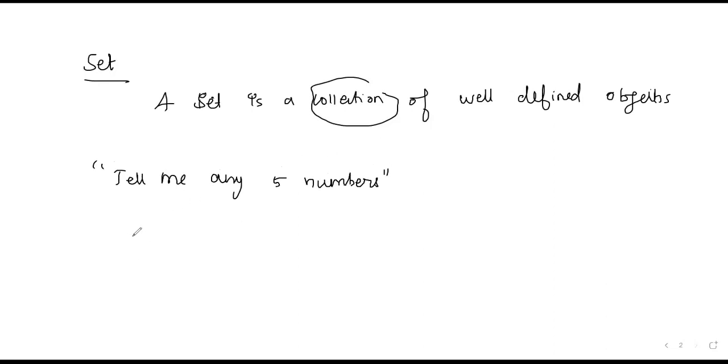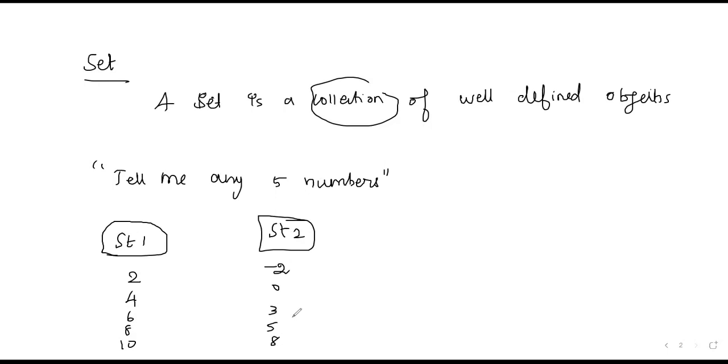Got it? Okay. The student one, I am marking it to be ST1 and student two to be ST2. He says some five numbers like 2, 4, 6, 8, and 10. And another student says -2, 0, 3, 5, 8. Got it? For this particular statement, I am receiving two different answers. So this particular set is not well defined. The statement should be well defined so that I can get the same answer from everyone. Such a collection is known as a set, or such a group of elements is called a set.